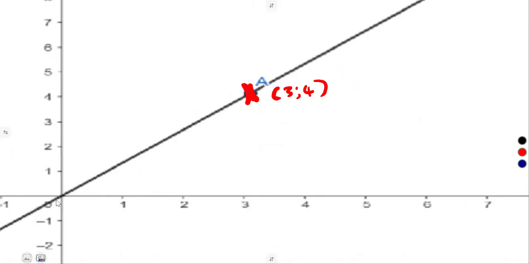So as you can see, the line crosses here on the origin, 0, 0. That's our y-intercept again, the origin.